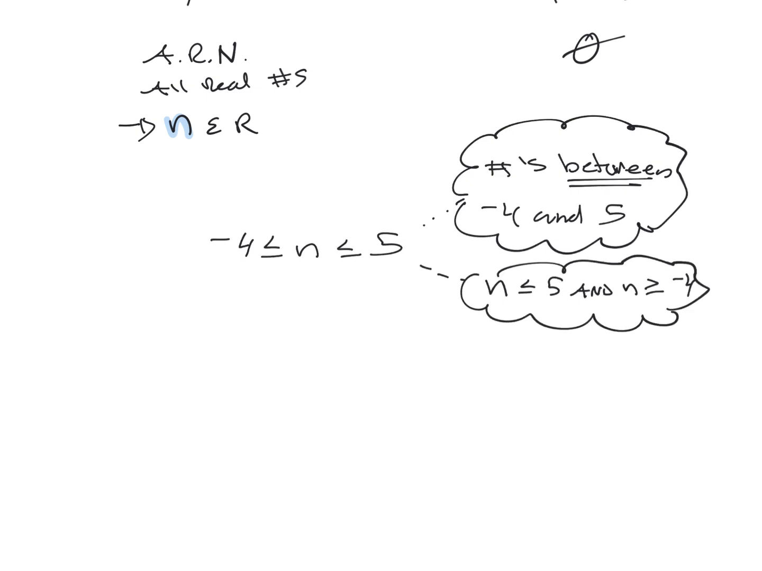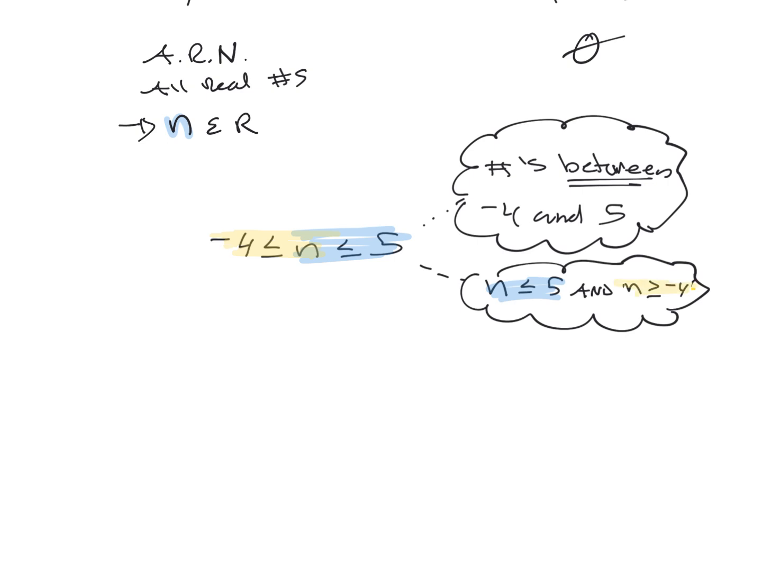Are you wondering how we got this one? All numbers that are less than 5, isn't that this part? And then if you read this one Hebrew style, backwards, n is greater than or equal to -5, there's that one.